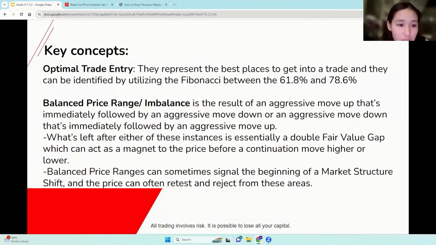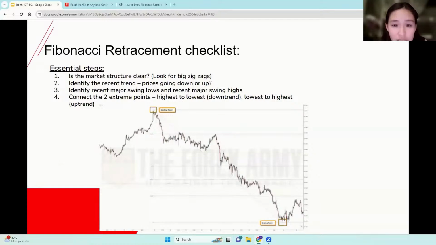Yeah, I was talking about optimal trade entry. The link that I've popped into the chat basically goes through the fundamentals of how to draw a Fibonacci, which I'll briefly go through here as well. So this is a Fibonacci retracement checklist. Firstly, you want to see is the market structure clear? We showed you previously how to identify a clear market structure.